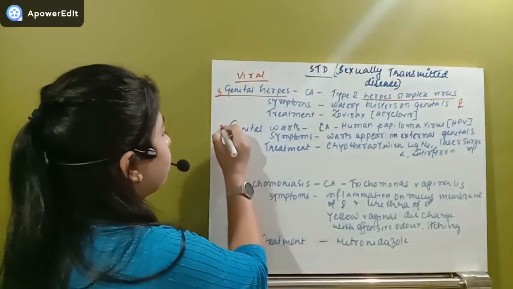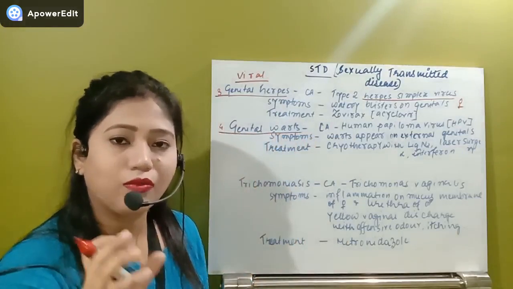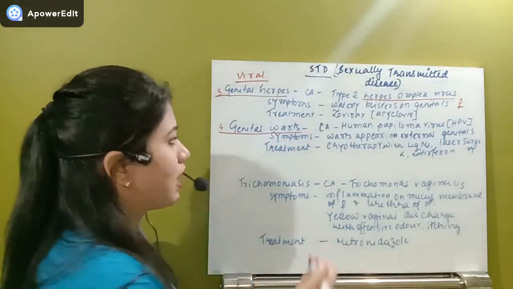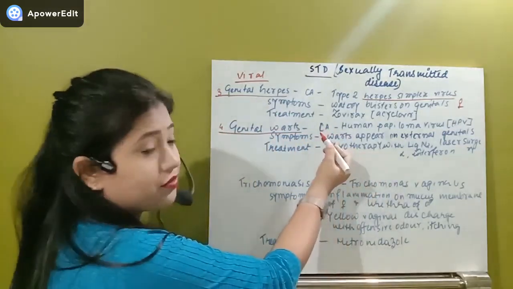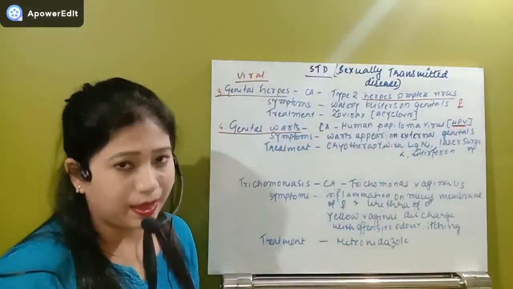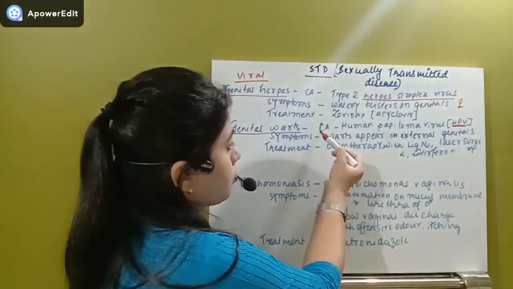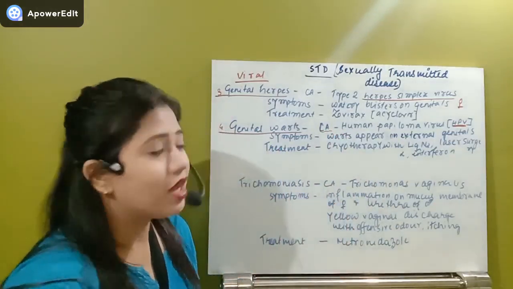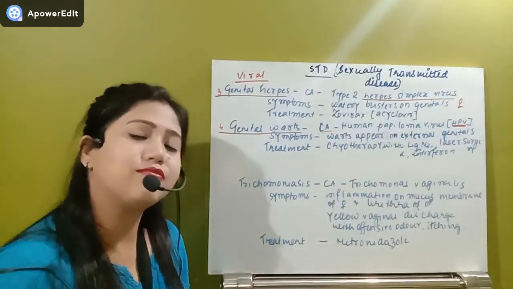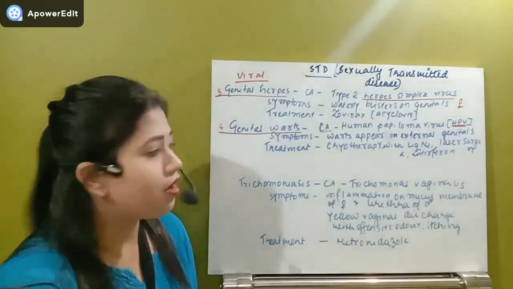Next, the fourth type of viral disease is genital warts. The word wart means small lumps, and those lumps can appear. First of all, the causative organism is HPV. This came a number of times. What is the full form of HPV? It is the causative organism of genital warts: human papilloma virus. So what is the symptom? The symptom includes small lumps that appear on the external genitals in females.